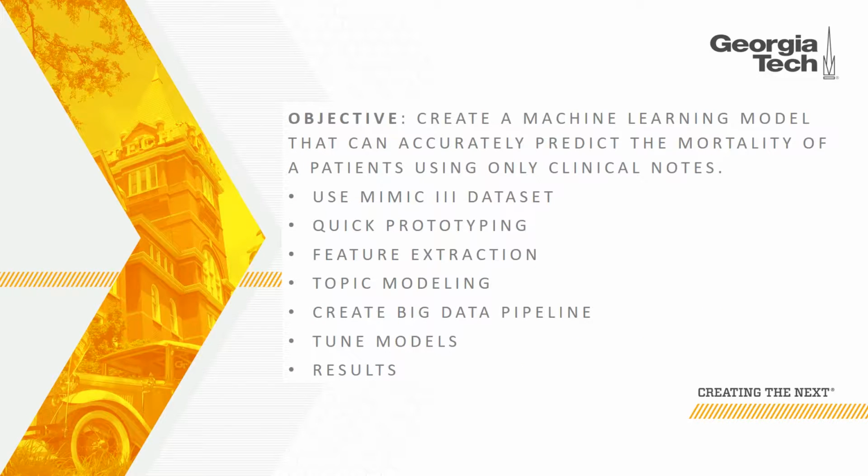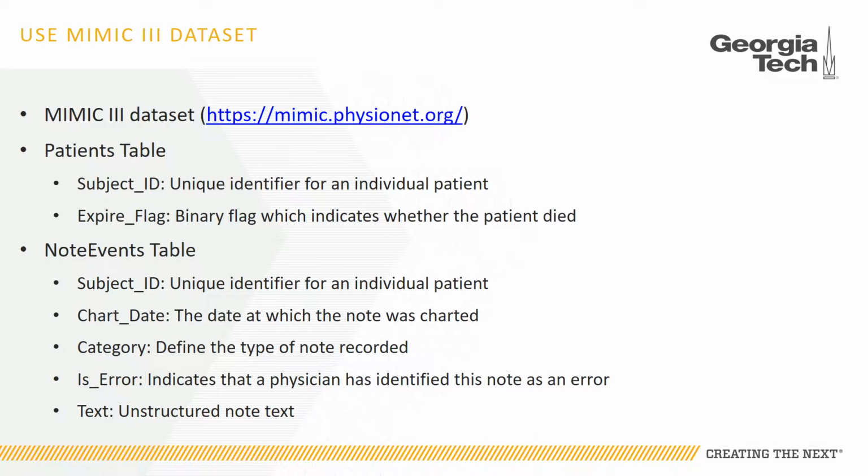The objective or goal of the project is to create a machine learning model that can accurately predict the mortality of a patient using only clinical notes. In the MIMIC3 dataset, the link is provided. Out of 22 tables, we are only using the patients and notes events tables.